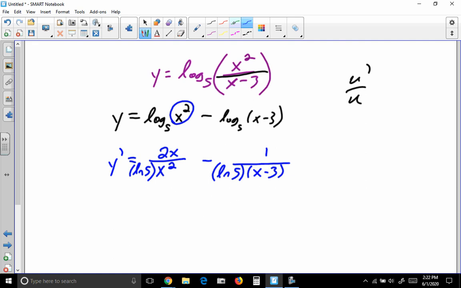On the first term, this x will cancel one of those x's, so we can call that 2 over x times the natural log of 5. I like to, if I have something times a natural log, put that in the front like this. That way there's no confusion on what am I taking a natural log of. For the second term, let's put the x minus 3 in the front so that we know it's times natural log of 5. Neither of those reduce anymore, so we can stop with it there.